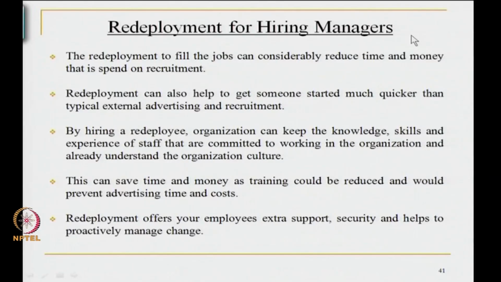Redeployment and hiring managers have a sequence. There can be redeployment to fill the jobs that can considerably reduce time and money that is spent on recruitment. So, there again is a relationship between redeployment and recruitment. Redeployment can also help to get someone started much quicker than typical external advertising and recruitment would. By hiring or redeploying, an organization can keep the knowledge, skills and experience of the staff that are committed to working in the organization and already understand the organizational climate.